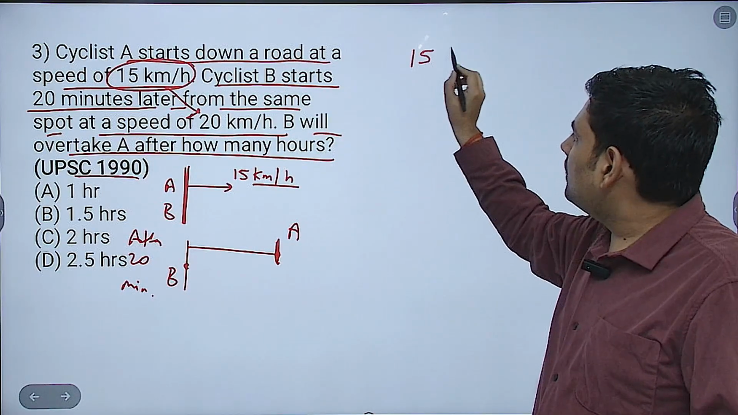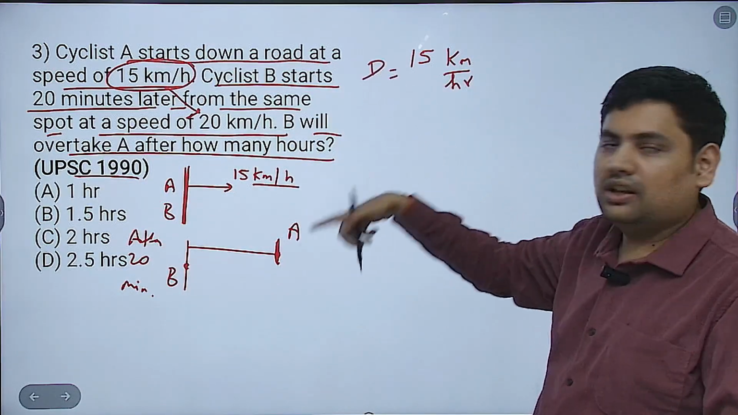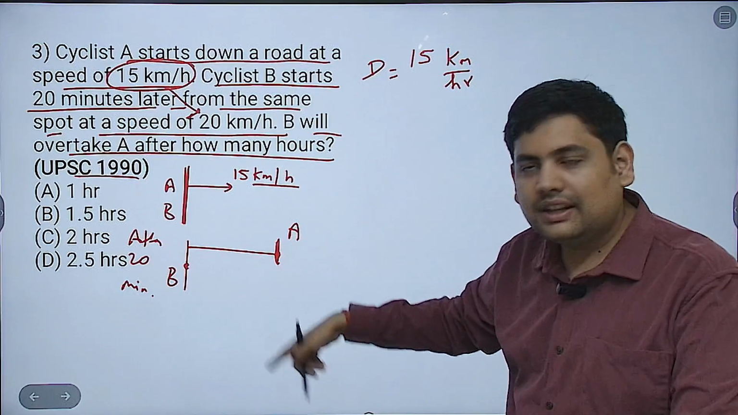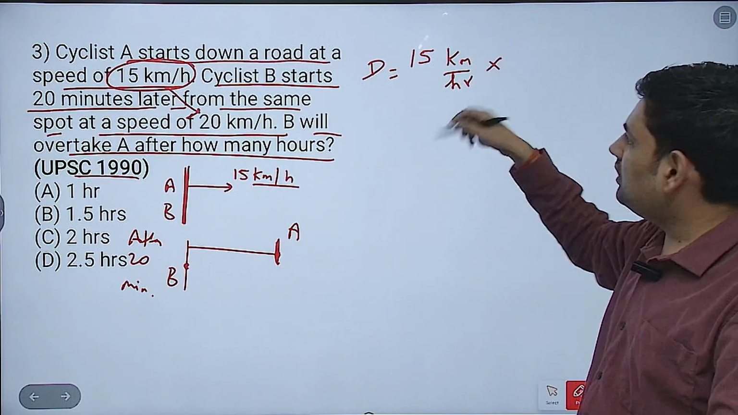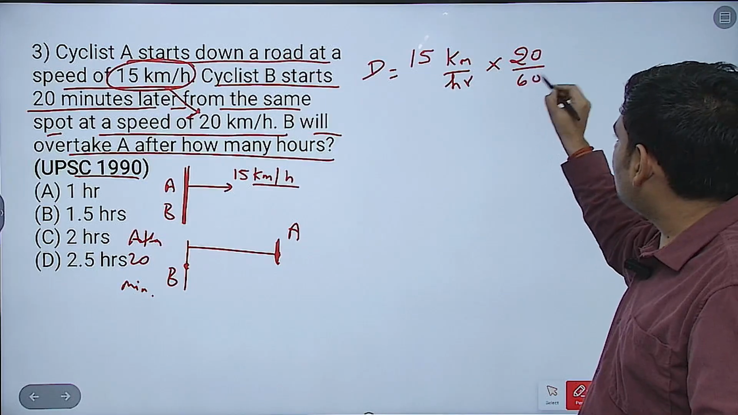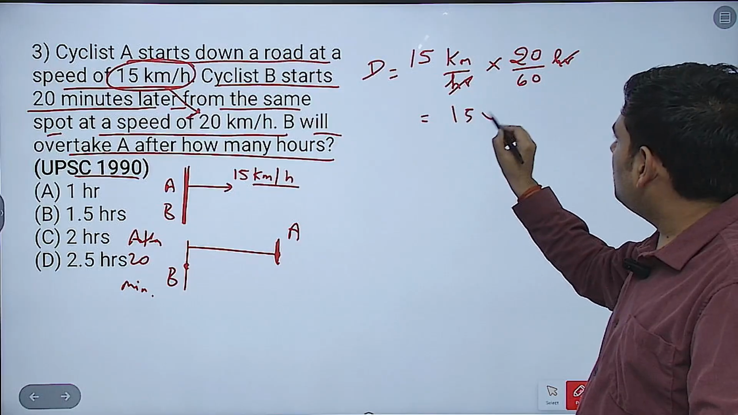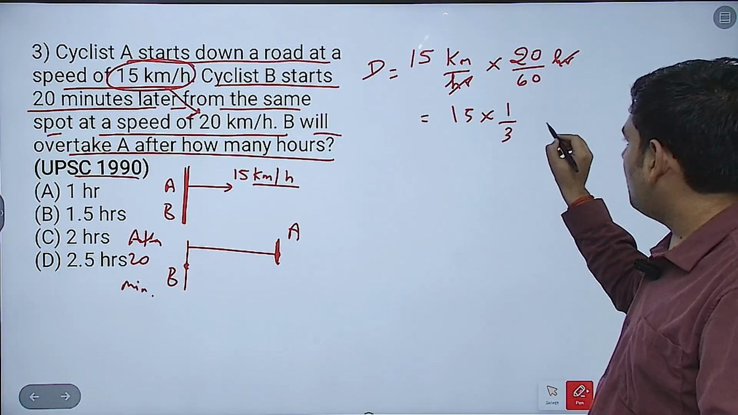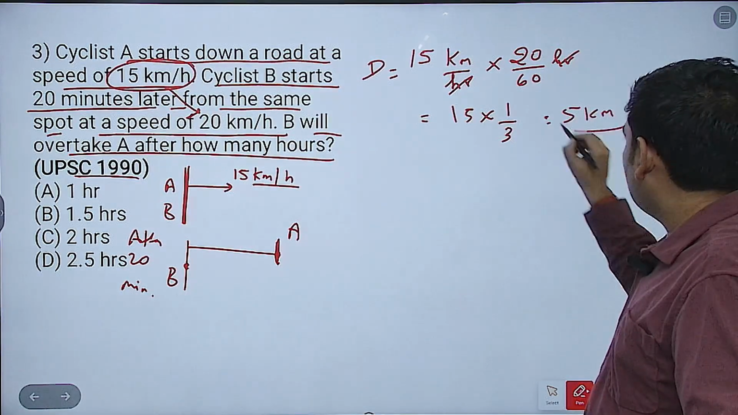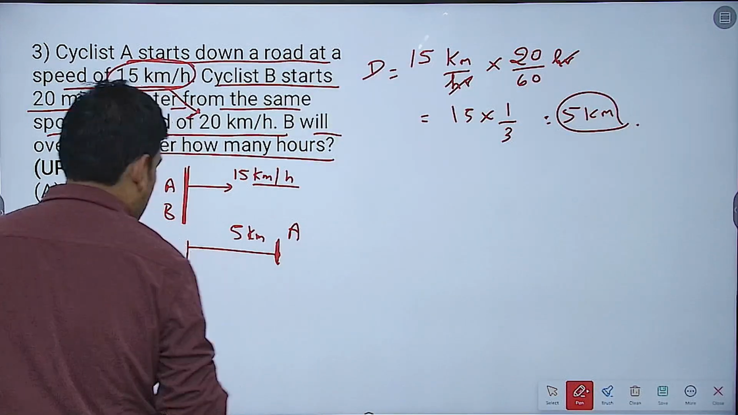So 15 kilometer per hour is the speed. The distance I have to calculate, how much has A traveled by there. So distance is equal to speed into time. Time is what? 20 minutes. 20 minutes means what? 20 by 60 hours. Hours cancel. What you got? 15 into 1 by 3. Correct? Or 5 kilometers. So this comes out to be 5 kilometers.